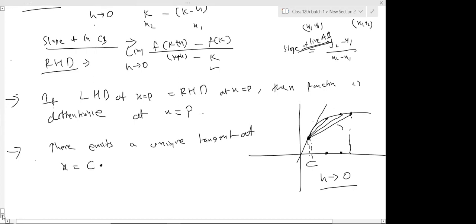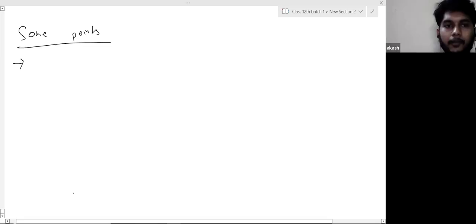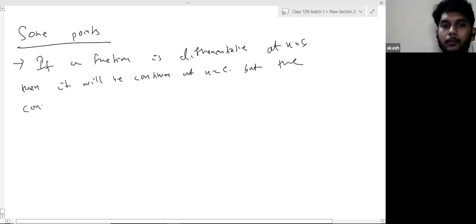Done, sir. All right. So this is all about the theorem of differentiation. Now some specific points to remember. If a function is differentiable at x equals to c, then it will be continuous at x equals to c. But the converse is not true.